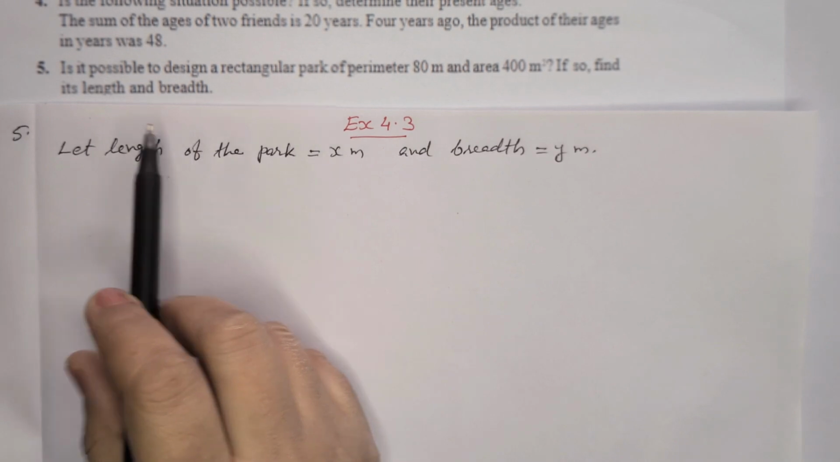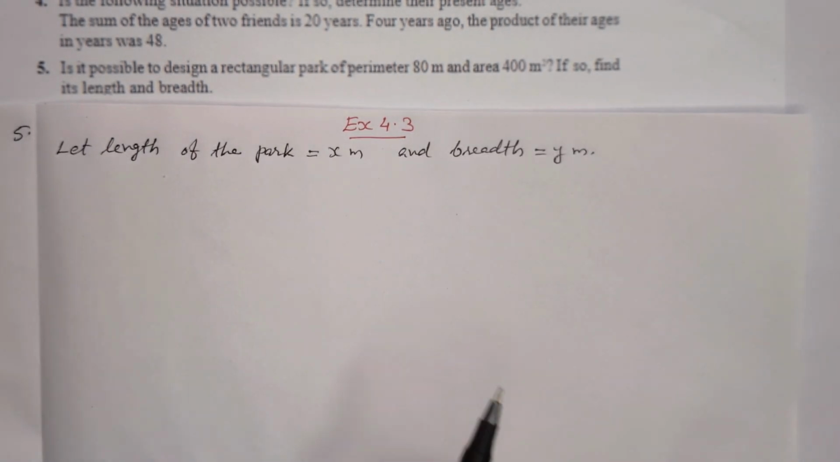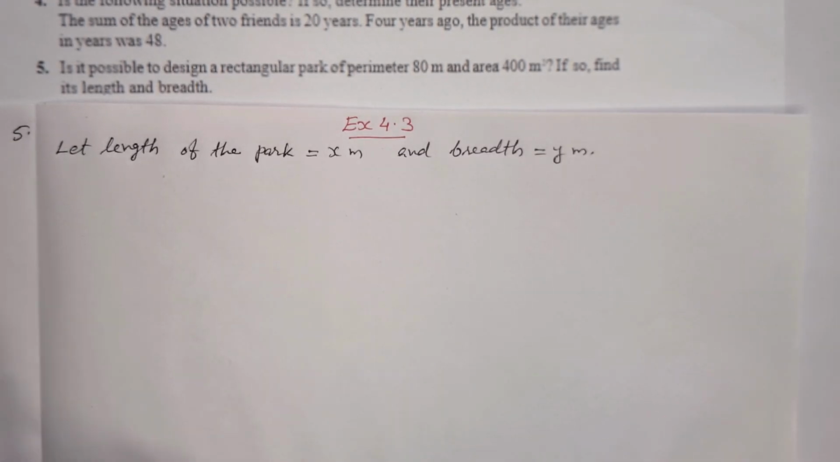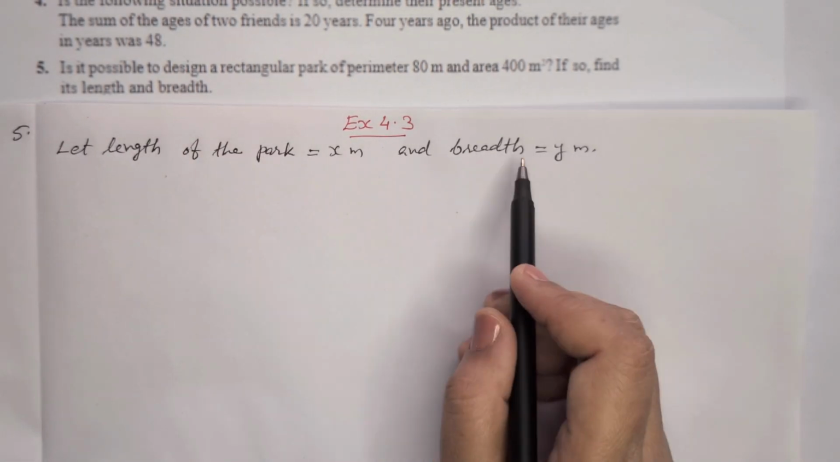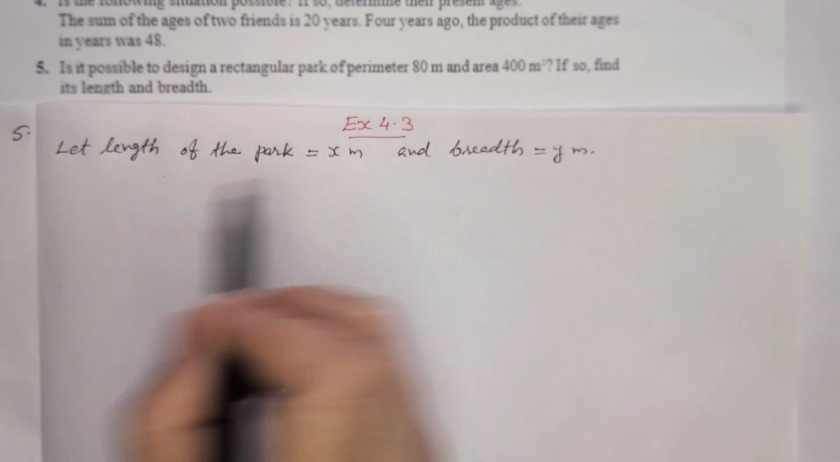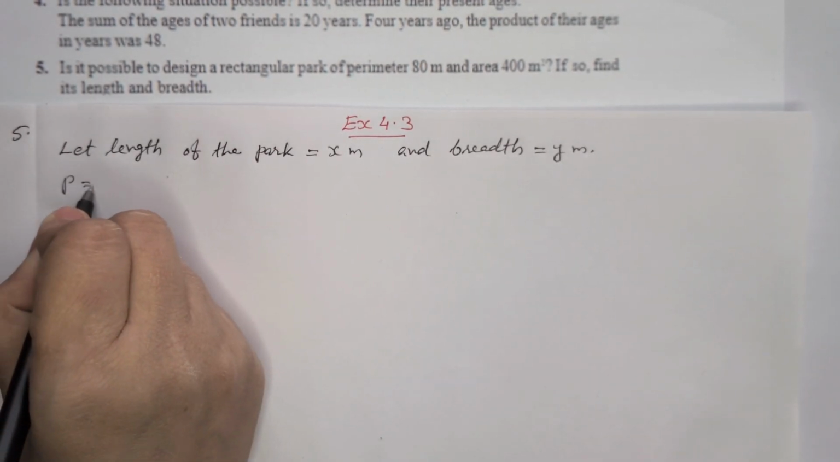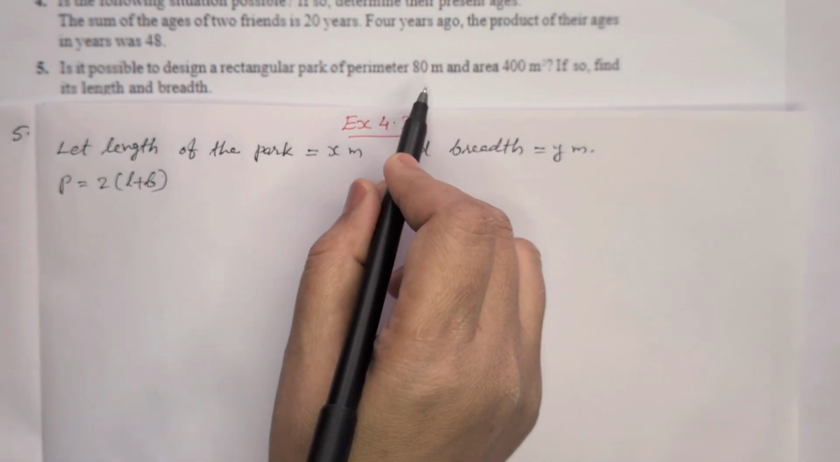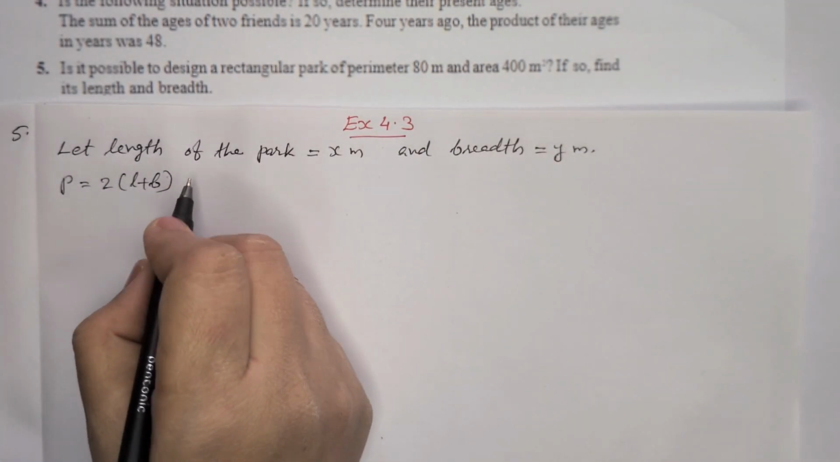Question number 5. Is it possible to design a rectangular park of perimeter 80 meter and area 400 meter square? If so, find its length and breadth. So we can take first the length of the park as x meter and breadth as y meter. Here perimeter is given. We know that perimeter is equal to 2 into L plus B. That is given as 80 meter.